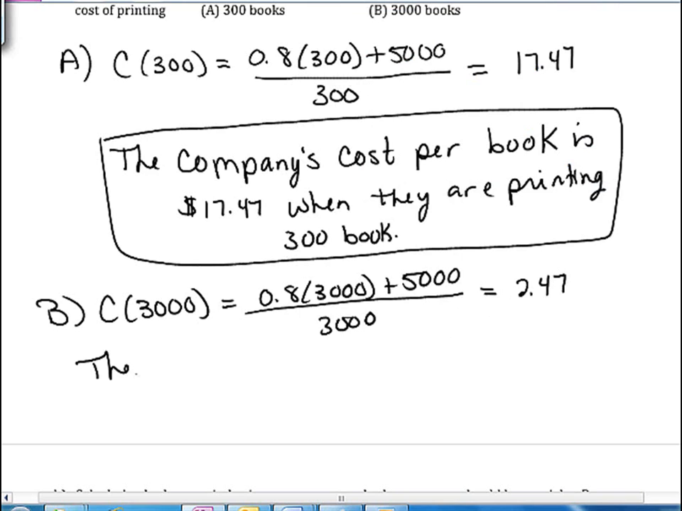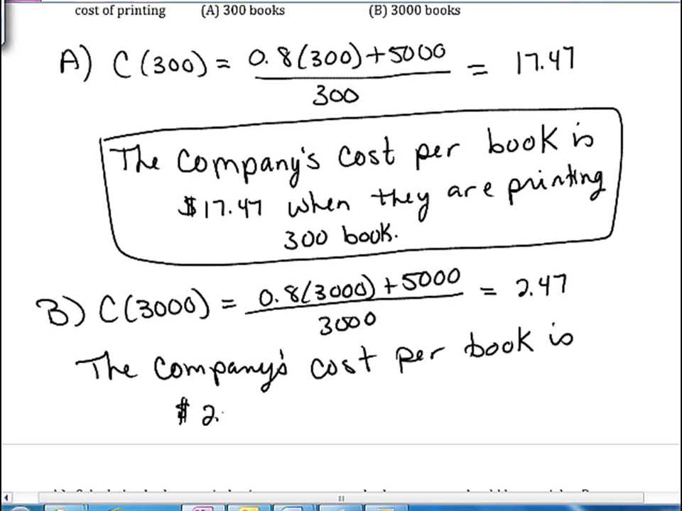So this time the company's cost per book is $2.47 when they print 3,000 books.